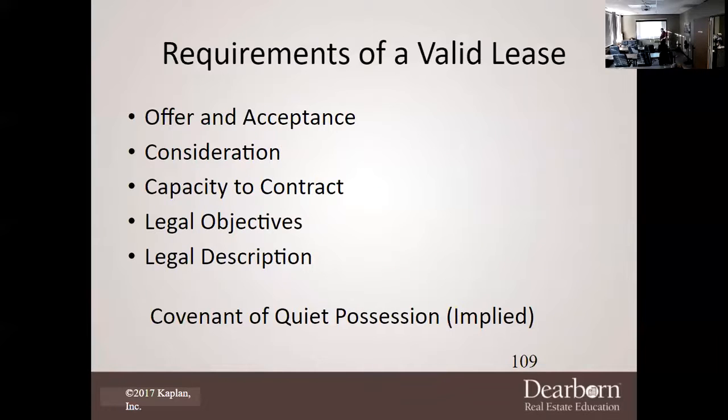So now we want to jump into the validity of a lease. And if you'll notice from contracts course, and when we talked about contracts in this class, this looks very similar, doesn't it, Miss Linda? They're mainly the same: an offer and acceptance, consideration, capacity to contract, legal objectives, and legal description. Pretty much all the same things as any other contract. Okay? And the covenant of quiet possession, which is pretty much an implied part of that contract. Okay?